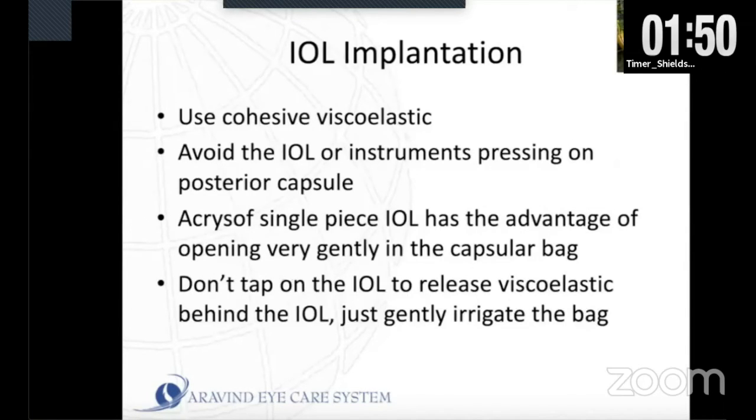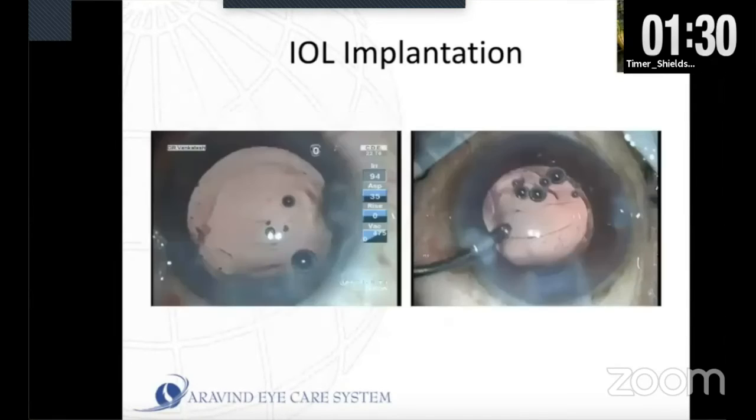For IOL implantation, use a cohesive viscoelastic, and avoid the IOL or instruments pressing on the posterior capsule. Preferably, you use a 3-piece lens. If your dehiscence is small, not extended, you can still use an Acrysof single piece, which has a very good memory so that you have a controlled release in the bag. Otherwise, you go for a 3-piece intraocular lens.